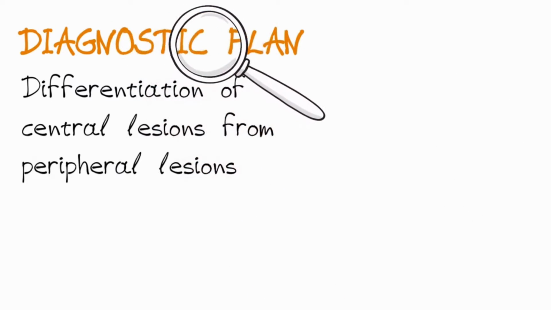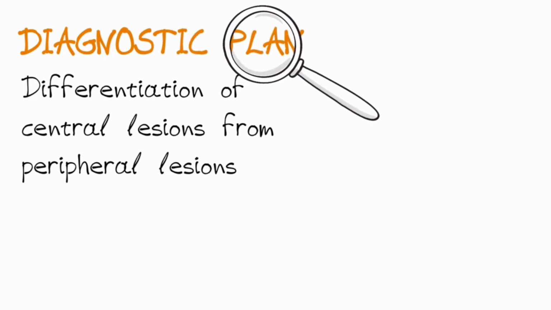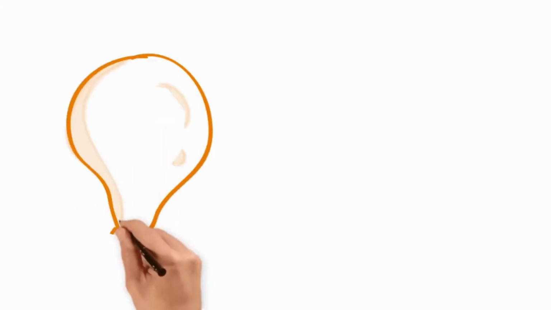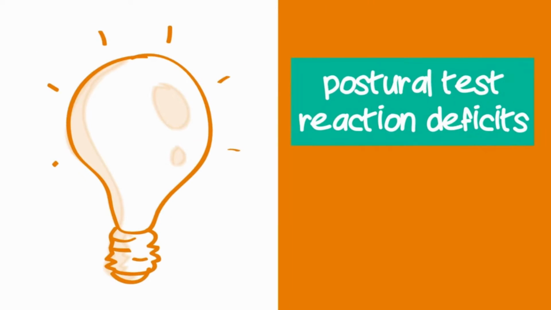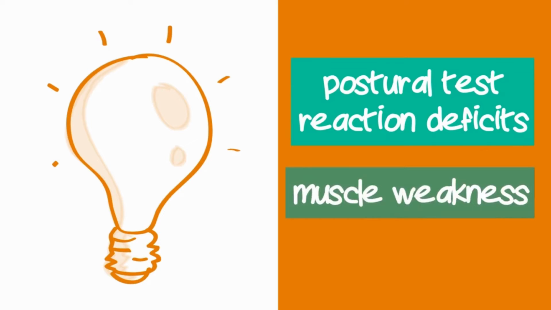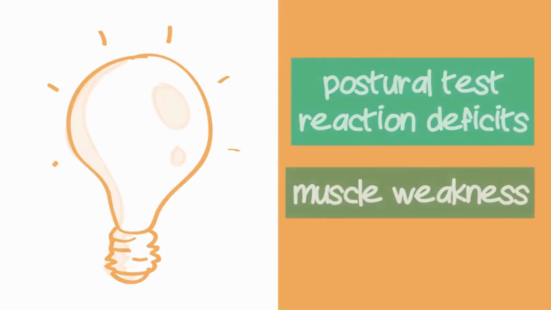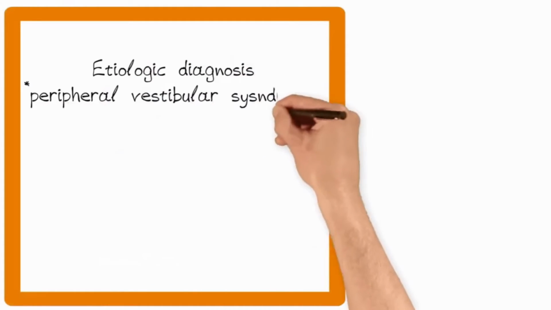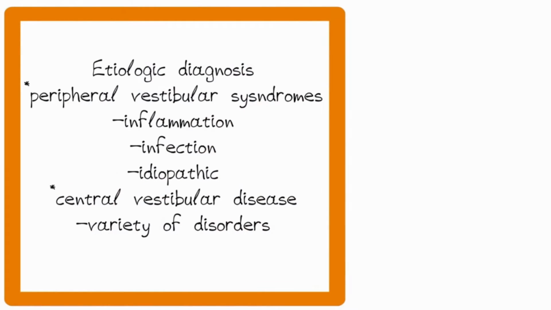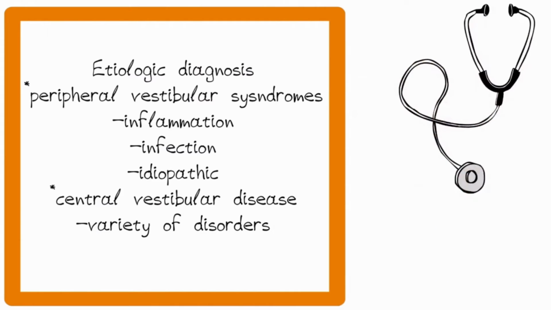As a general rule, diseases that result in central vestibular signs carry a far worse prognosis than those that cause peripheral vestibular signs. The most useful distinction is the presence of postural test reaction deficits or motor weakness, which are seen with central disease but not with peripheral vestibular disease. Most peripheral vestibular syndromes are caused by inflammation, infection of the inner ear, or are idiopathic in nature. Central vestibular disease may be caused by a variety of disorders.